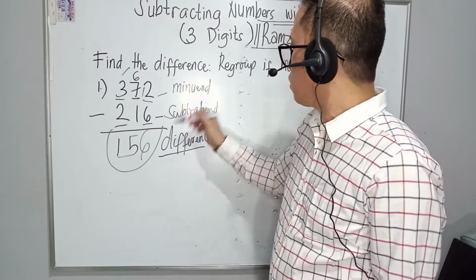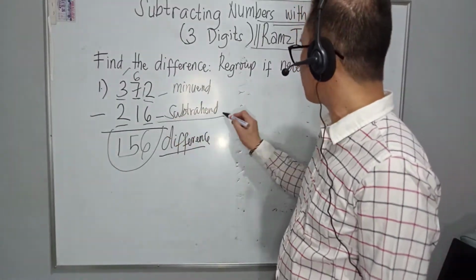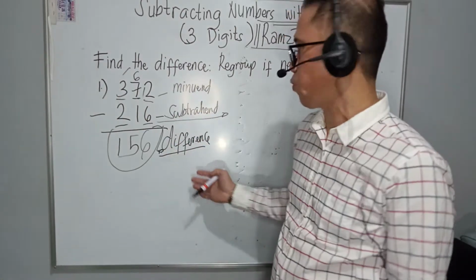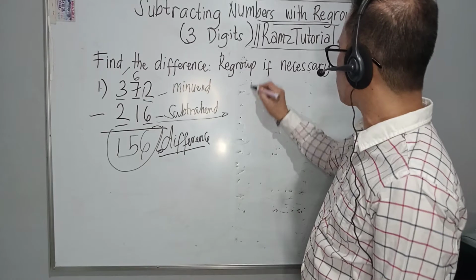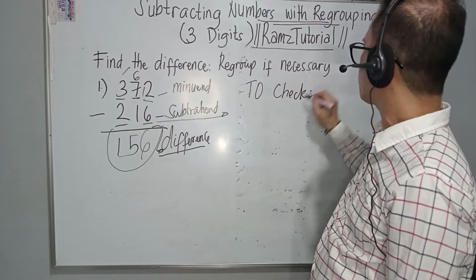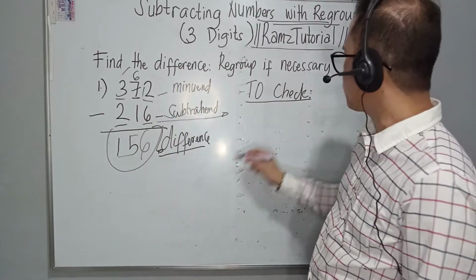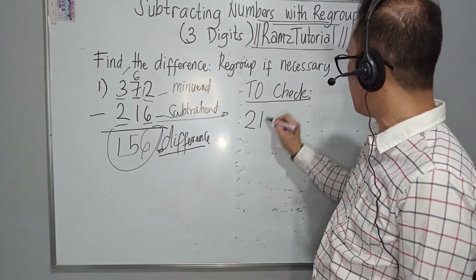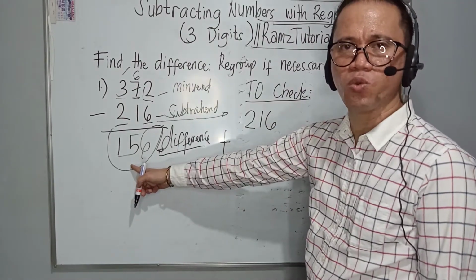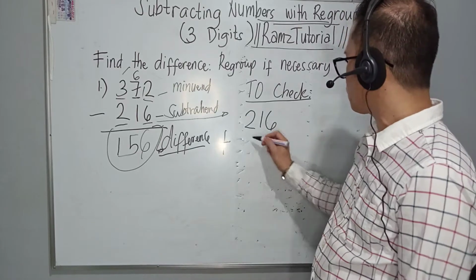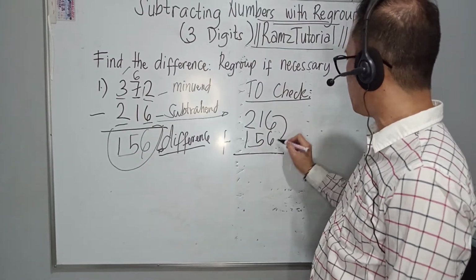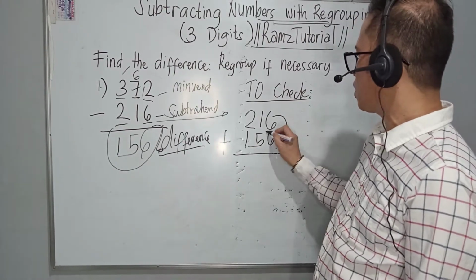By how? We are going to write the subtrahend and the difference. We're going to write here, class, to check: 216 plus 156, which is our difference. Now we are going to add the ones place first, which is 6 and 6.